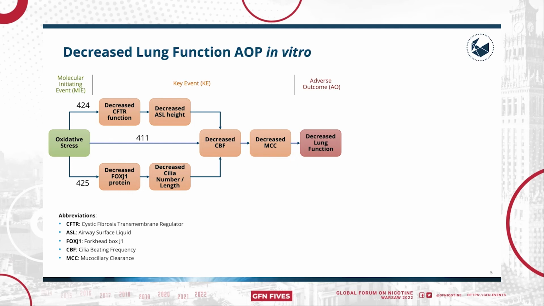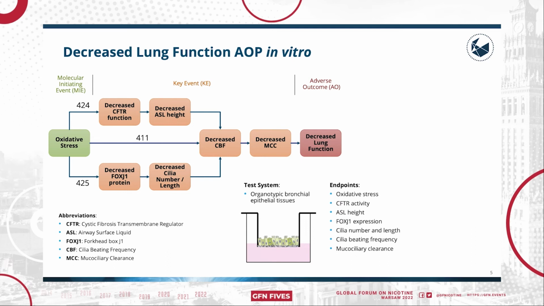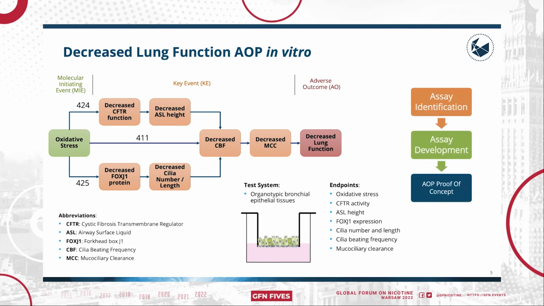Overall, the selected AOP links increased oxidative stress to decreased CBF and decreased MCC. Our in vitro approach envisioned the use of organotypic bronchial epithelial tissues, as this cellular model exhibits all required phenotypic features, including functional MCC. The first step will be the identification of various assays that match the whole set of endpoints derived from AOP events. Next, all identified assays will be developed using the selected test system and specific reference compounds relevant to each endpoint.